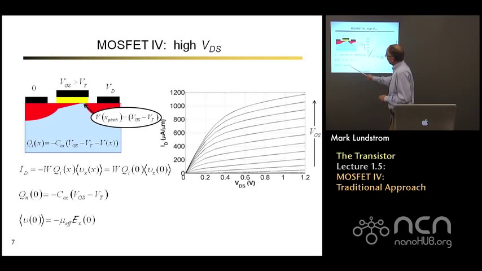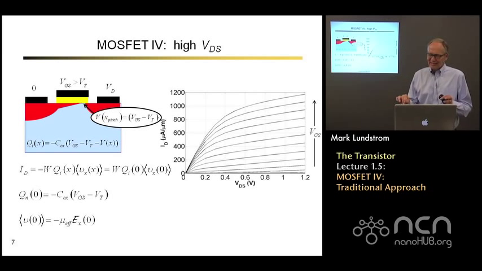The average velocity at that point, well, there's an electric field at that point, so the average velocity is minus mu times the electric field. And now we have to ask ourselves, what is the electric field? It's not the drain to source voltage divided by the channel length, which it was for the small drain to source voltage. It's not that because the electric field is highly nonlinear.